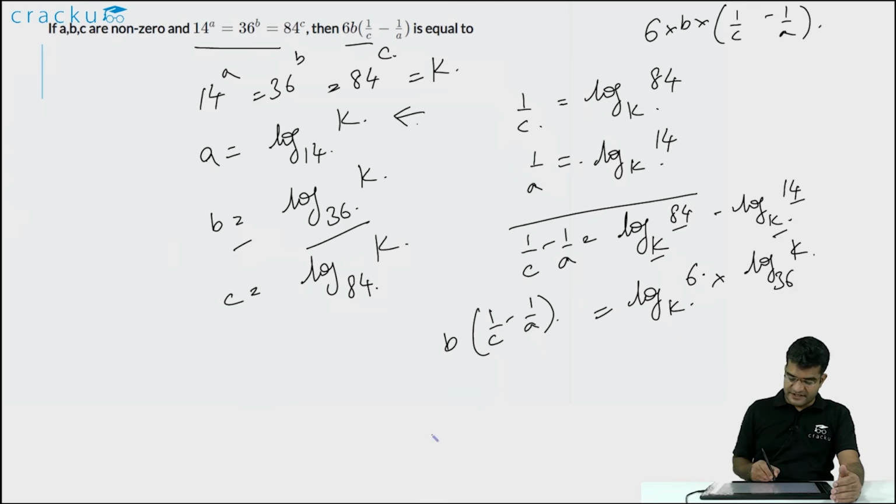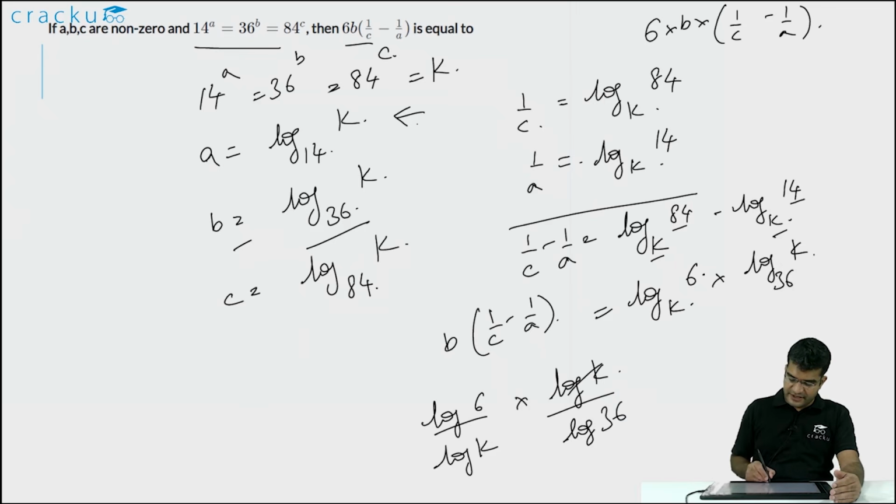Log 6 to the base k is equal to log of 6 divided by log of k, into log of k to the base 36, which is equal to log of k divided by log of 36. You can cancel log of k in the numerator and denominator. So this becomes equal to log of 6 divided by log of 36. Log of 36, because 36 is equal to 6 square, will become equal to 2 times log of 6. Now again you can cancel log 6 in the numerator and denominator, so the value of b into 1 by c minus 1 by a will equal exactly half.